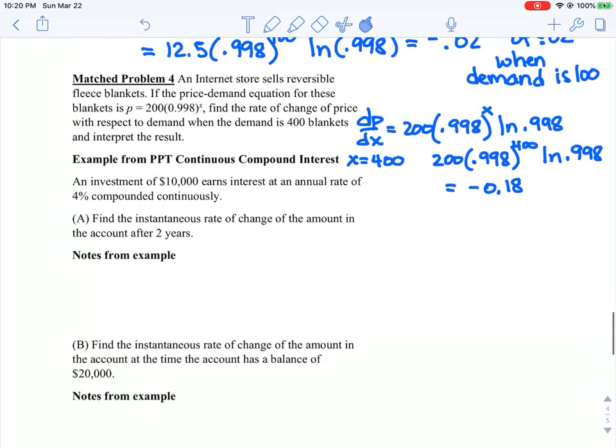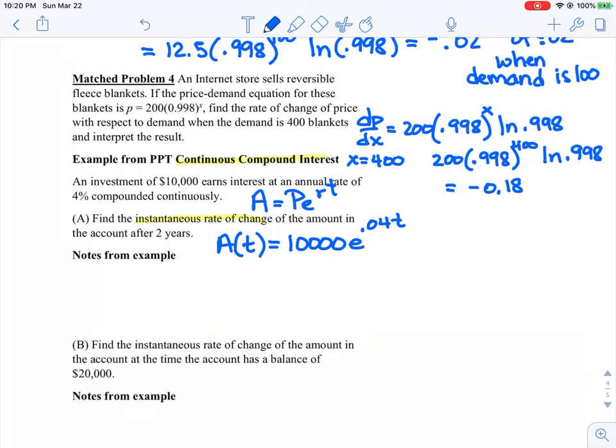Let's look at continuous compound interest. Remember our continuous compound interest formula is A equals P e to the rt. Instantaneous rate of change is the derivative. So the first thing we're going to do is find our A(t) function with the given information, 10,000 compounded continuously at 4%. So instantaneous is taking the derivative of that.